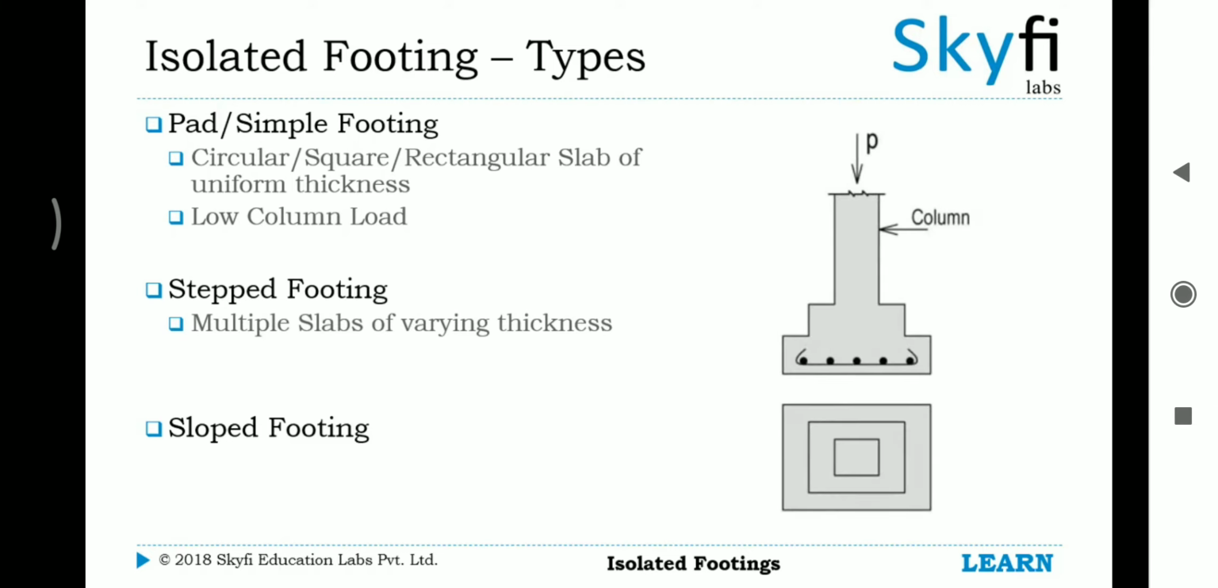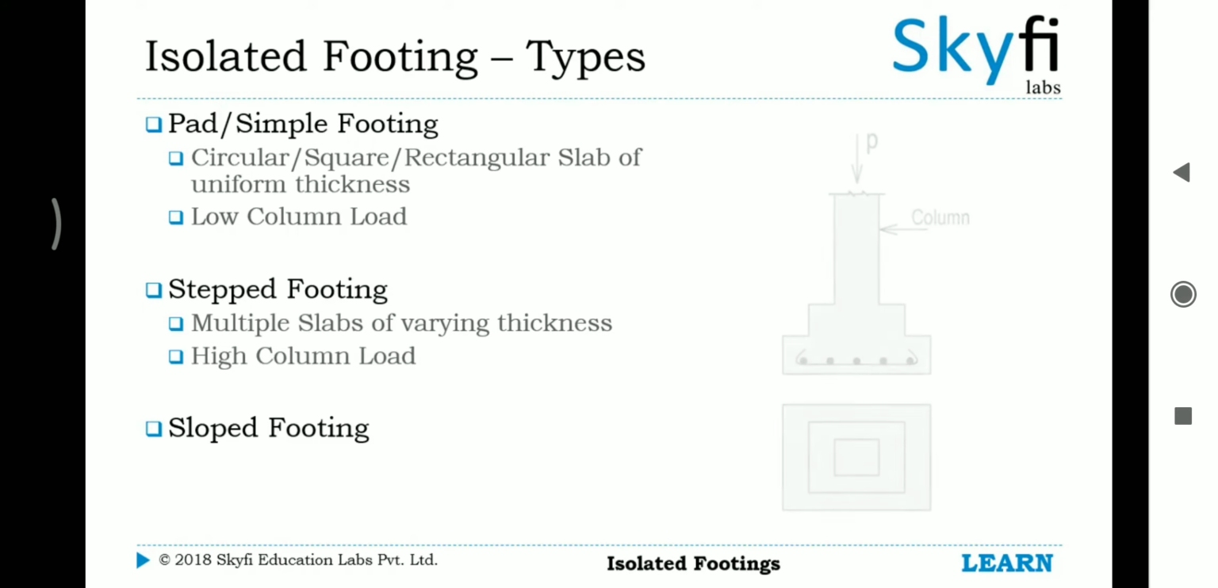As the name suggests, the stepped footings are footings that are stacked upon one another as steps. In these type of footings, multiple concrete cross-sections of varying thicknesses are stacked upon each other. These isolated footings are used when the loads on the columns are high.